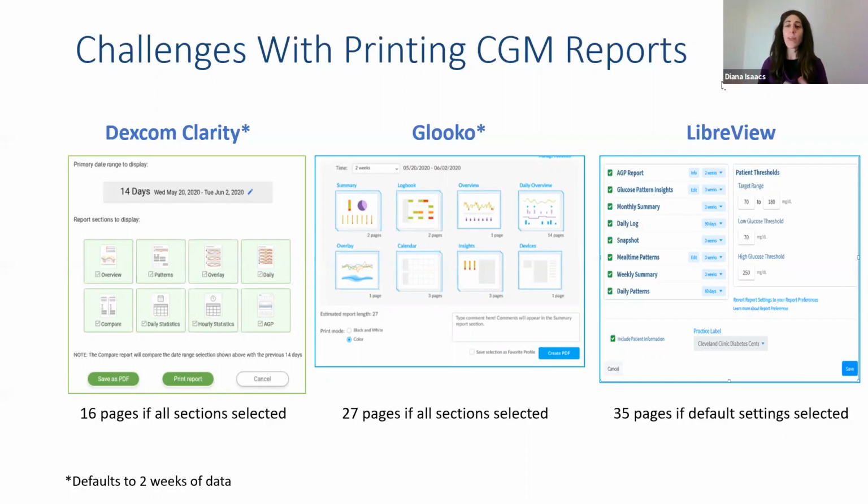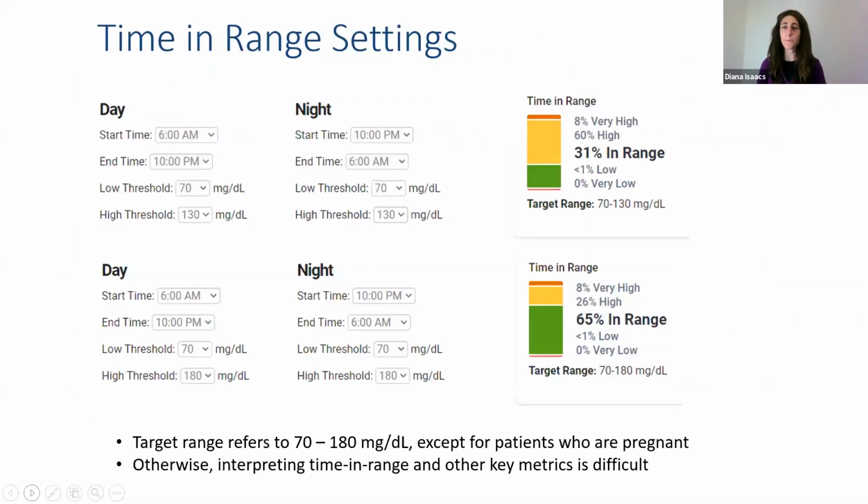So obviously nobody should be just clicking everything, because who has time to be looking at all of this? So that's where going through and figuring out what makes the most sense for you and your practice, if you do that up front, you can save those settings so you're not having to look through so many pages of information.